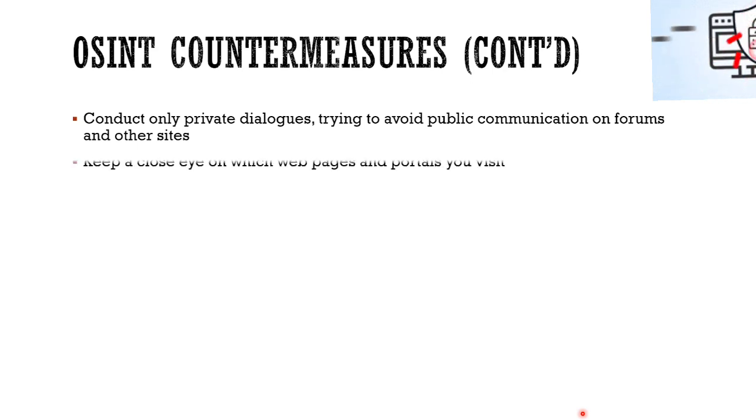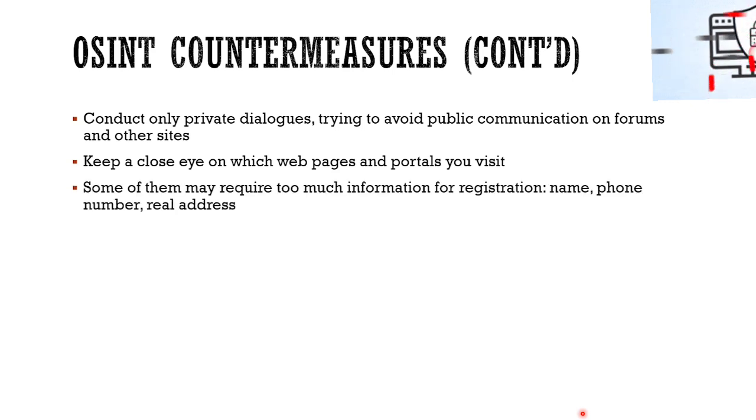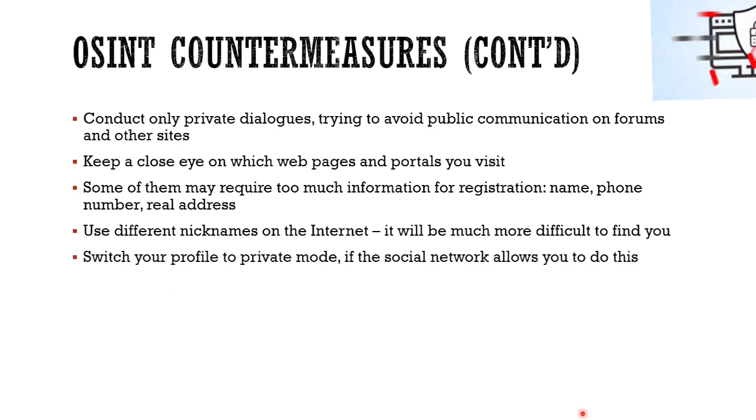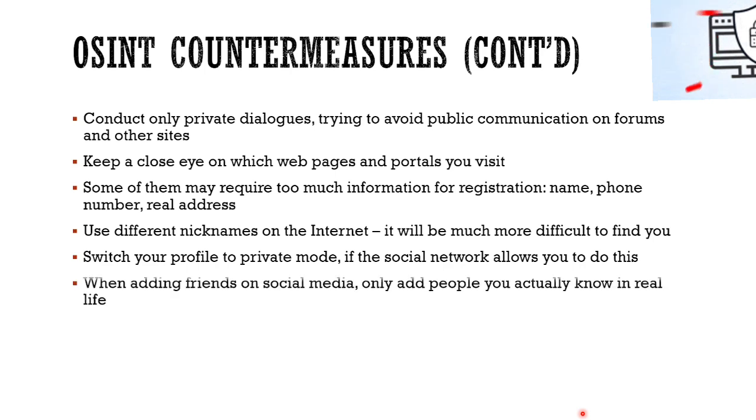Keep a close eye on web pages and portals that you visit. Some of them might ask for too much information, like name, phone number, real address. Use different nicknames on the internet. It'll make it harder to find you. Switch your profile to private mode if the social network allows you to do that. And when you're adding friends in social media, only add people that you actually know in real life. These are the measures we can take to protect ourselves from footprinting and reconnaissance.